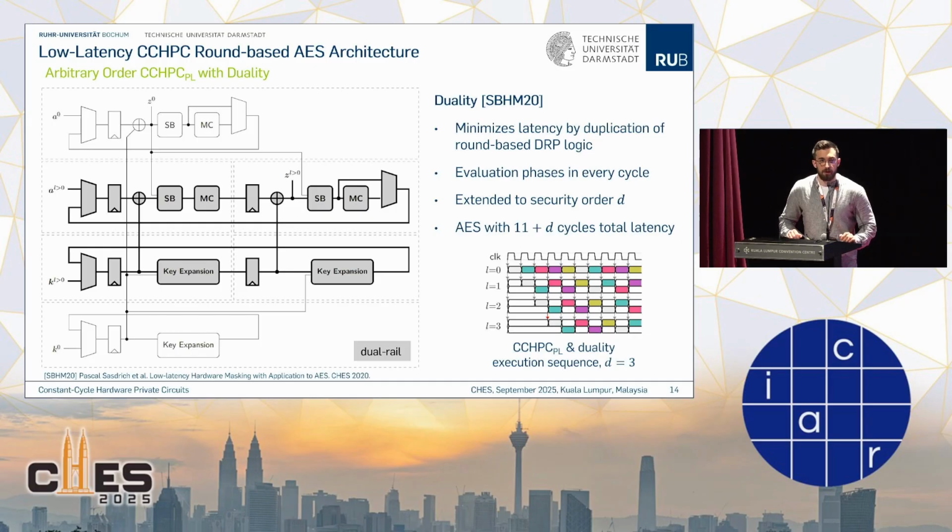So meaning that if we execute this core, then we start in a pre-charged state for the whole circuit. Then we apply the inputs, and the first round instance can evaluate. And then directly in the next clock cycle, the second round instance can evaluate. And simultaneously, the first round instance can already be pre-charged. So this allows us to do consecutive evaluations in every clock cycle, such that one round instance always pre-charges and the other one evaluates, which gives us an AES with 11 plus d clock cycles of total latency. So here the latency increases with the security order.